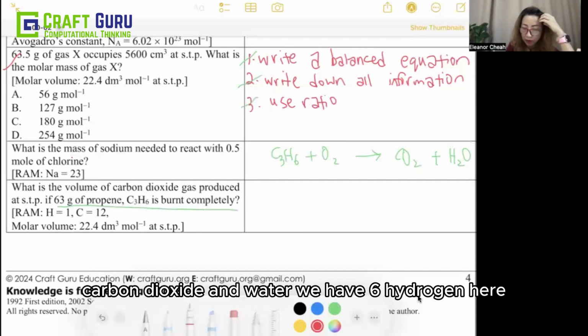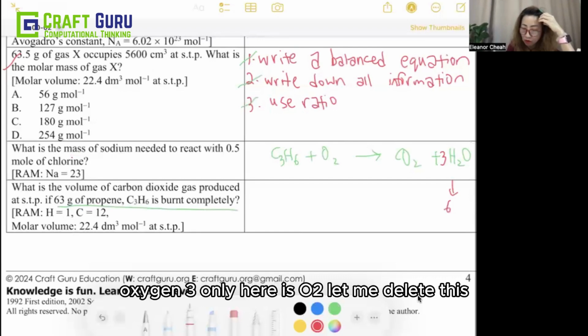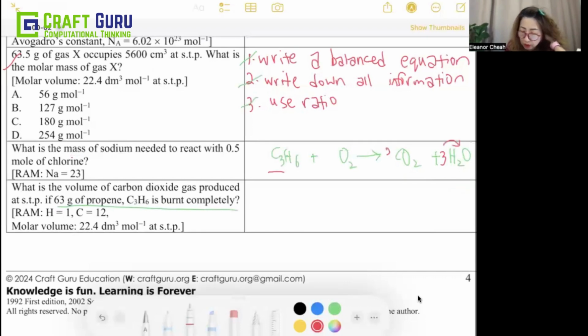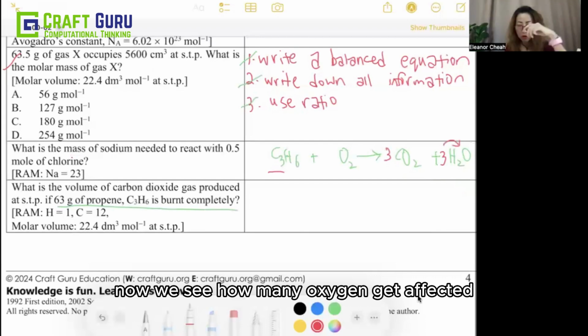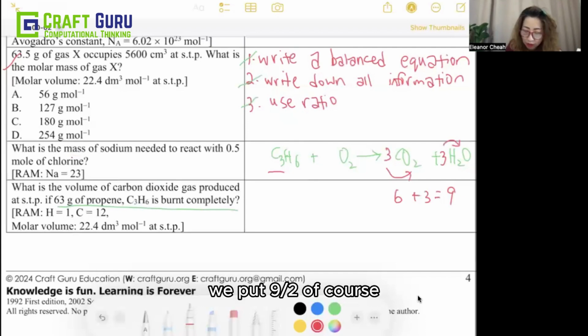Carbon dioxide and water, we have 6 hydrogen here, so we put 3 in front. 3 times 2 is 6. But it affects oxygen, so oxygen 3 only. Here is O2. Let me delete this. Okay, we need to balance carbon first. Here we have 3 carbon, put a 3 here. Now we see how many oxygen get affected on the right side. 3 times 2, 6, plus 3 is 9 oxygen. So we put 9 over 2.